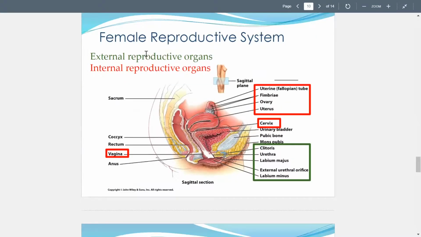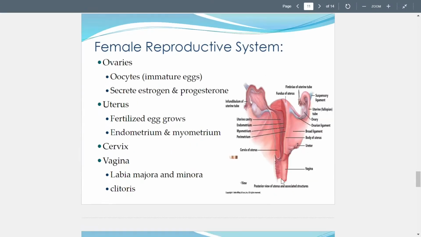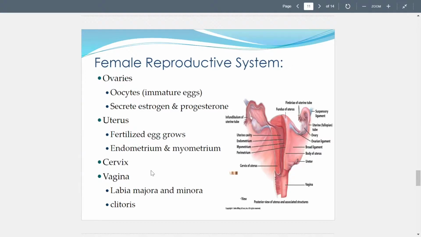So females are more complex. There are the external reproductive organs and the internal reproductive organs. I feel like these are pretty self-explanatory. The internal reproductive organs are the vagina, cervix, uterine or fallopian tube, fimbriae, ovary and uterus, and the green ones are the external reproductive organs. These are just parts of the female reproductive system.